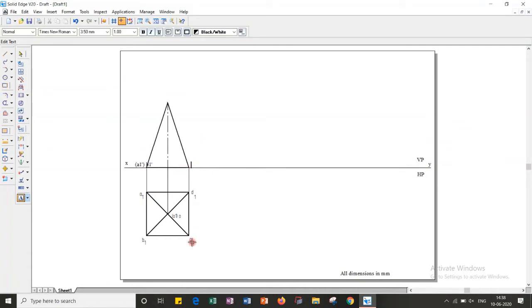Similarly here, C1 is nearer to observer, a visible point, we will write it outside bracket. D1 dash is a hidden point because that is away from observer. C1 dash is a visible point. This is O dash. And this point is O1 dash. Again, it's not visible, so we'll write it inside bracket.